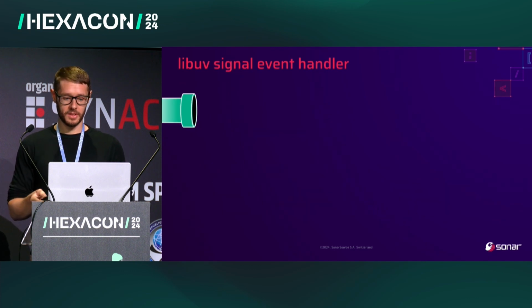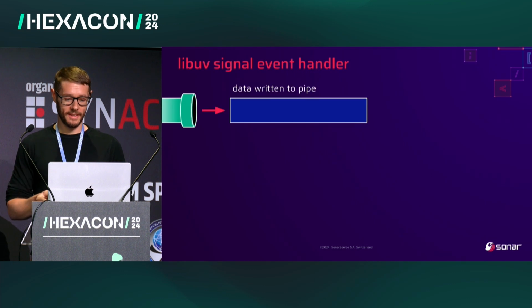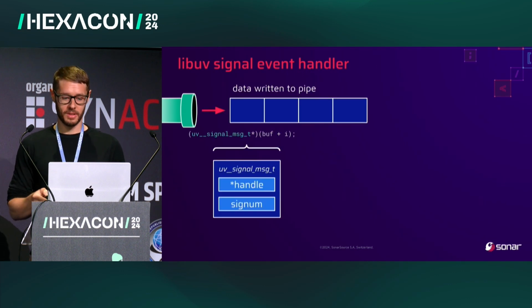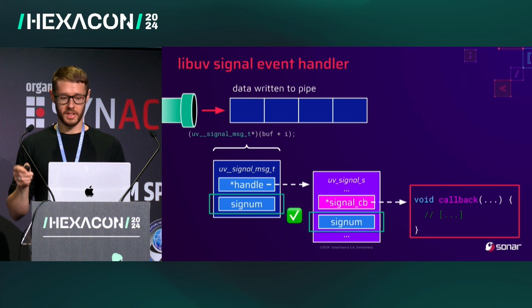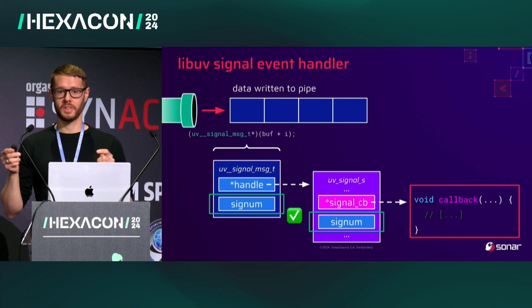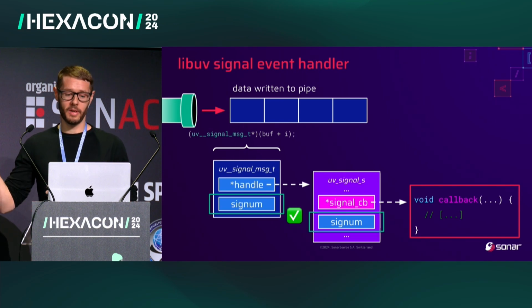So let's quickly visualize this. We've got our pipe here. This is the data written to the pipe. This data is split into chunks, which are supposed to be signal message data structures. This structure references a signal data structure, which contains a function pointer called signal_cb. signal_cb references the callback function that is invoked when the signum value of both data structures match. From an exploitation point of view, this sounds very great. We can write any data to the pipe, and there's a quick path to the invocation of a function pointer.